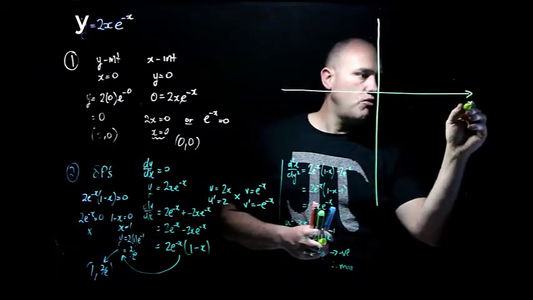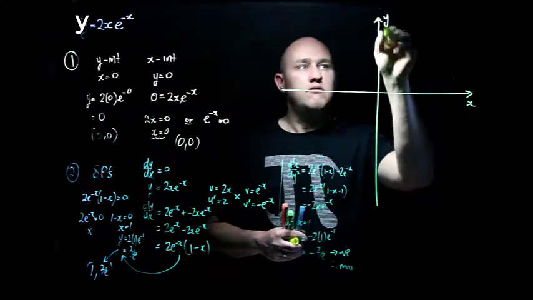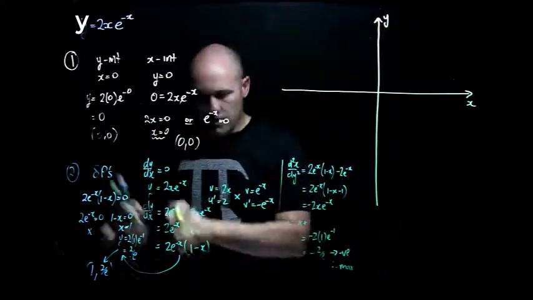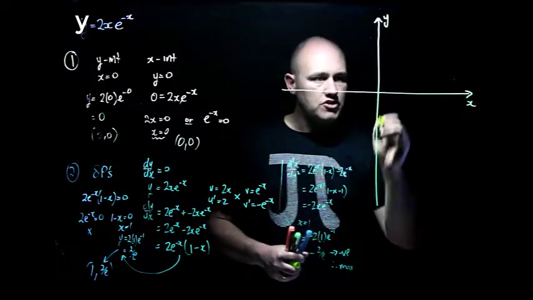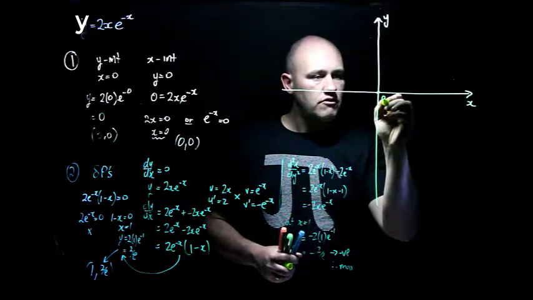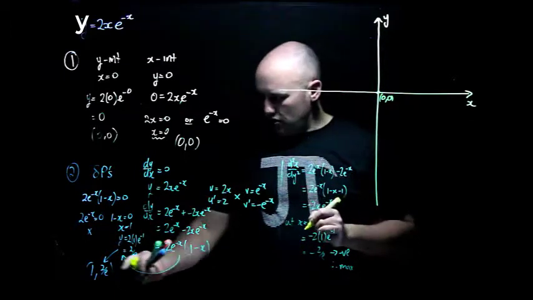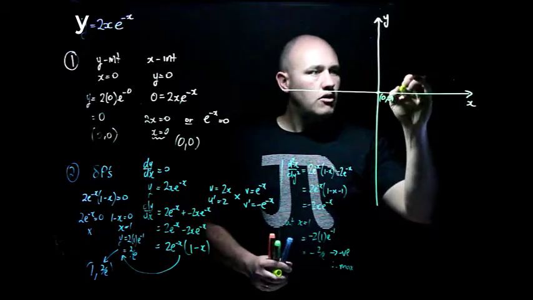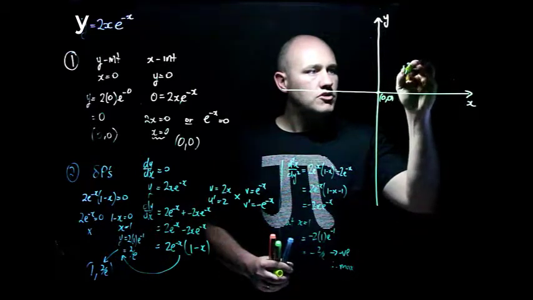Obviously you'll have a little bit more space, and you'll use your space well. If you're writing this out, that's going to really go in one line better. I do know this, I know it goes through there, 0, comma 0, and I also know it goes through 1, comma 2 over e, so 1, comma 2 over e.